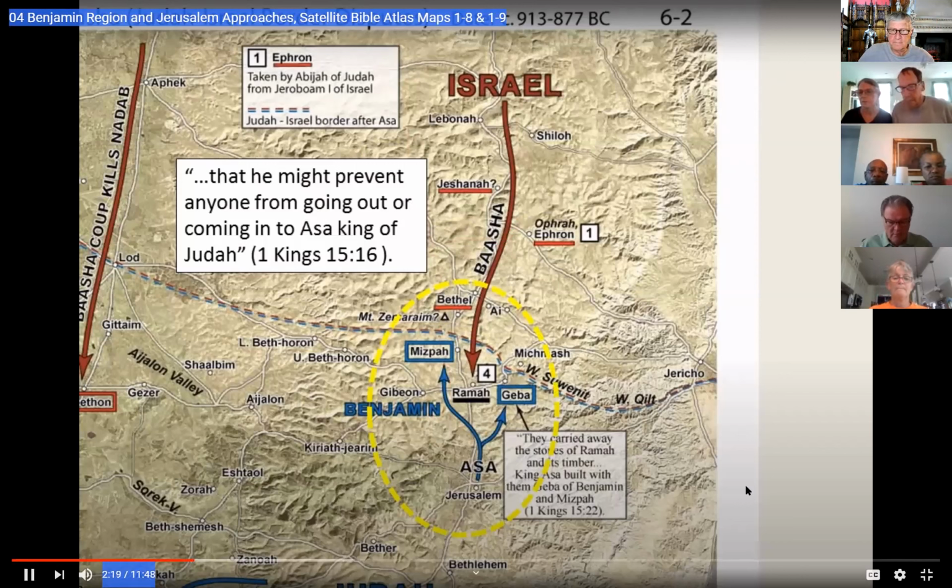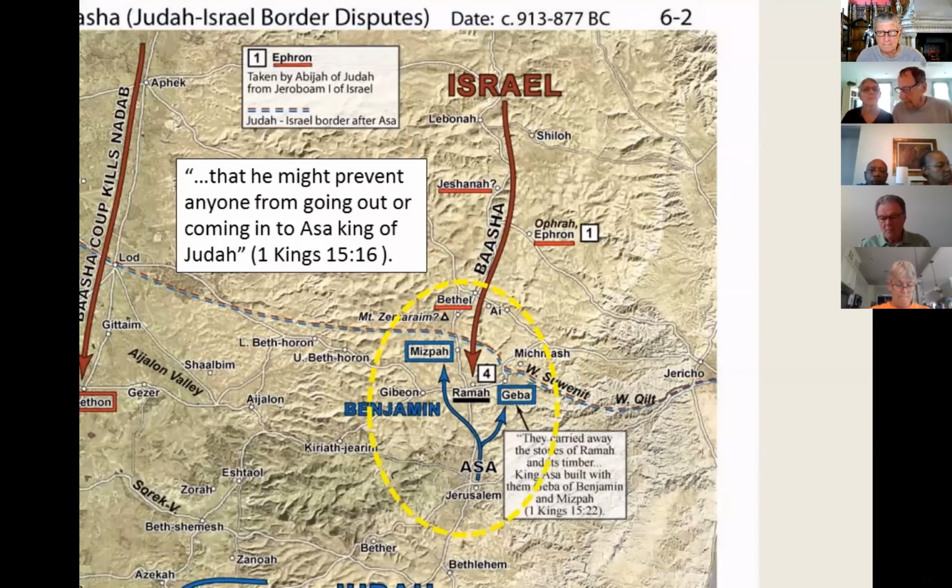Through diplomatic maneuvering and war by proxy, Asa removed this threat to his capital in Jerusalem and established a border between Judah in the south and Israel in the north by building up the towns of Mitzpah and Geba.